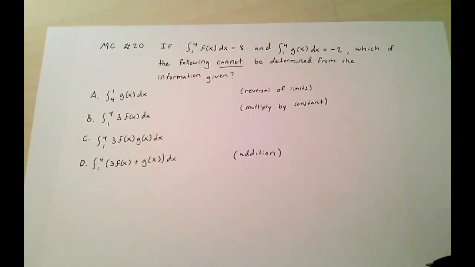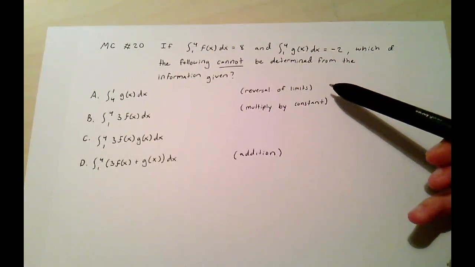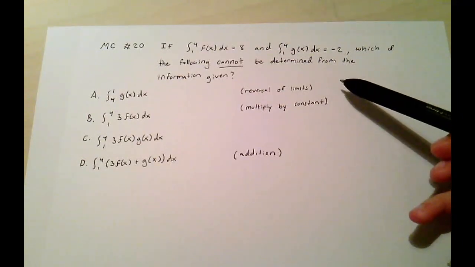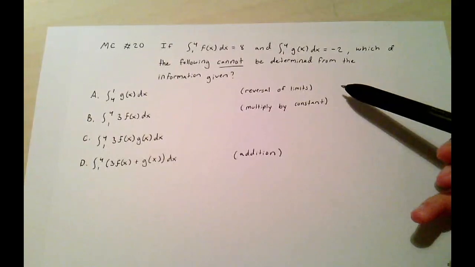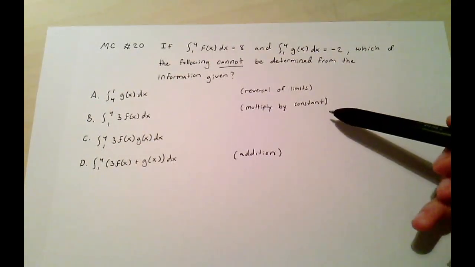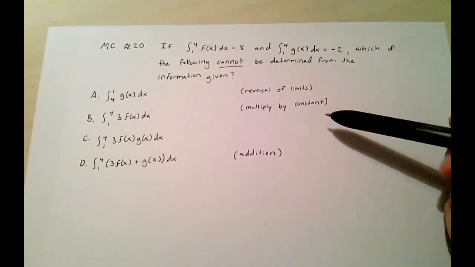For multiple choice question number 20, I was able to eliminate answers based on the properties of definite integrals. For letter A, this is seen as a reversal of limits, meaning that the bounds have been switched from 1 to 4 to 4 to 1, and this is able to be done by moving a negative out in front of the integral. Letter B shows the multiplication of a constant. This is another property of a definite integral. This is able to be done as well.